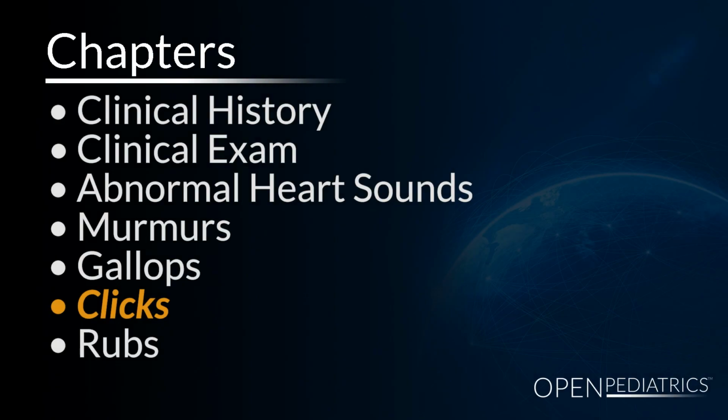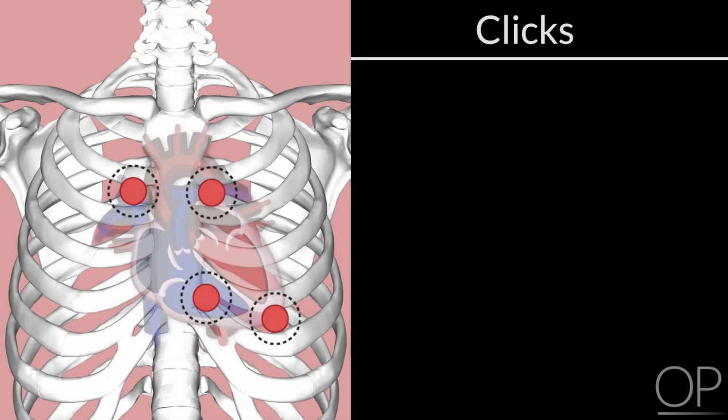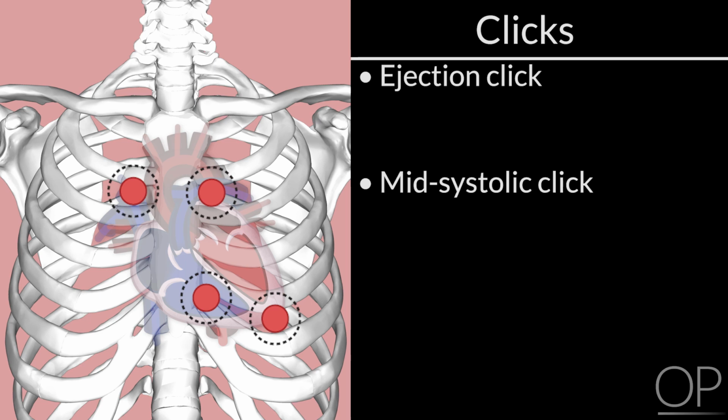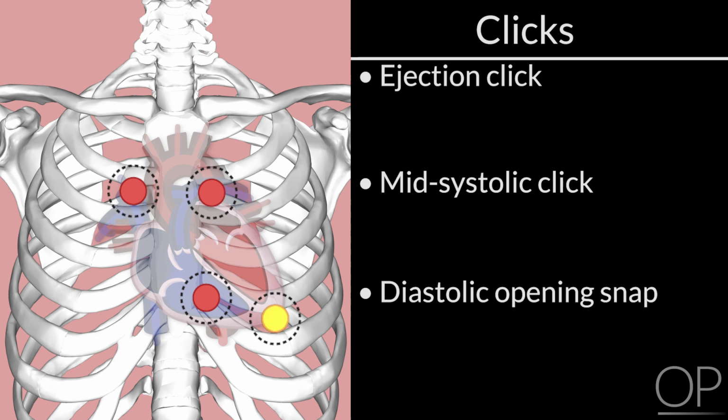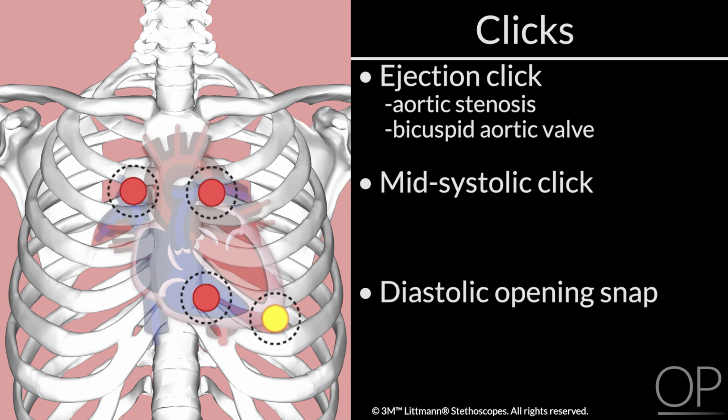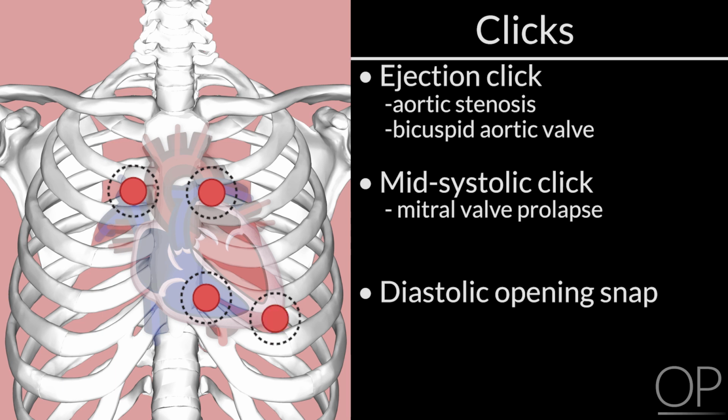Clicks. There are three types of clicks: ejection click, mid-systolic click, or the diastolic opening snap. An ejection click is usually appreciated at the apex of the heart and is reflective of aortic stenosis, usually if there's a bicuspid aortic valve as well. Mid-systolic clicks are heard at the apex and usually reflect mitral valve prolapse. Finally, diastolic opening snaps are also mitral stenosis, but are usually heard at the apex or left lower sternal border.